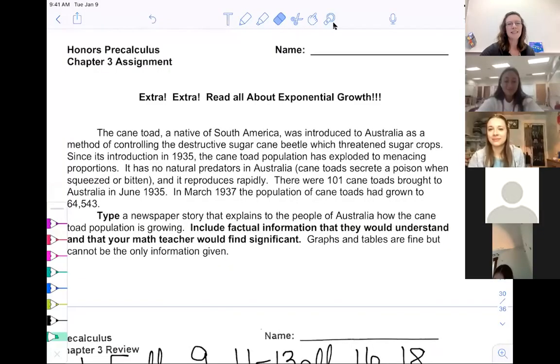But this is talking about a cane toad, which I think, as my last name being Cane with a K instead of a C, is pretty cute. But the cane toad is native to South America. It was introduced in Australia as a method of controlling apparently the sugar cane beetle. And this is totally true. So I'm not making this up because I'm not that creative.